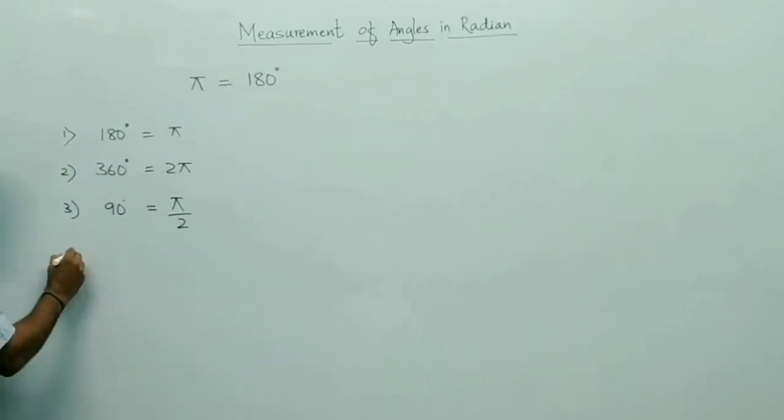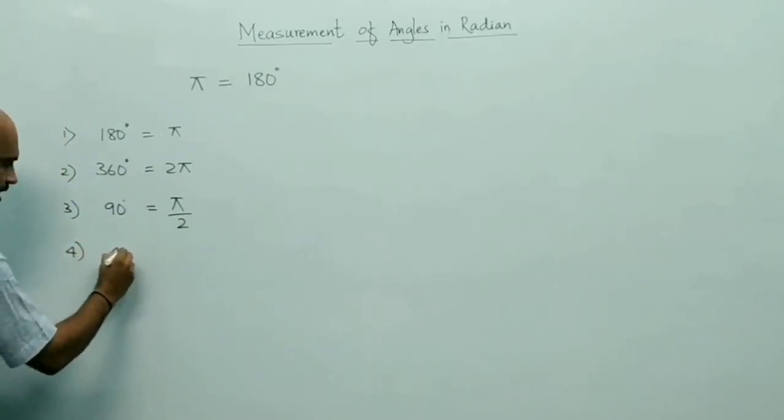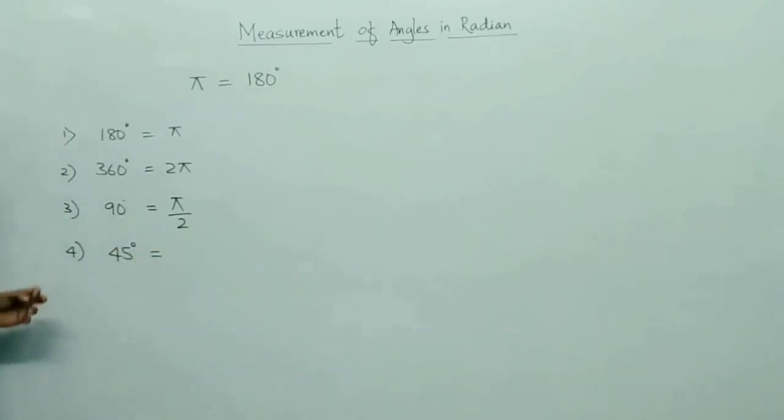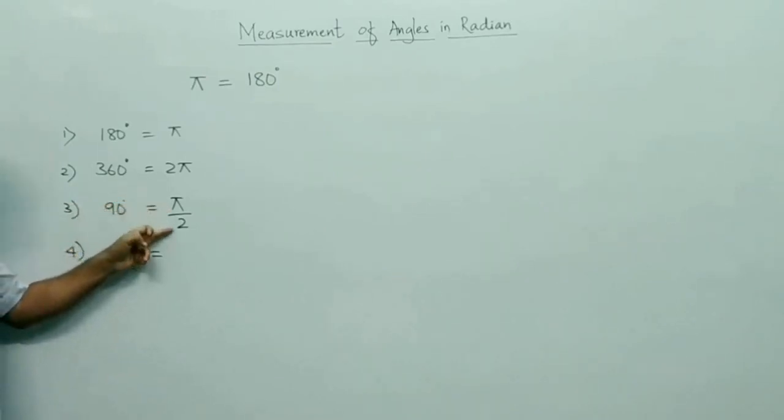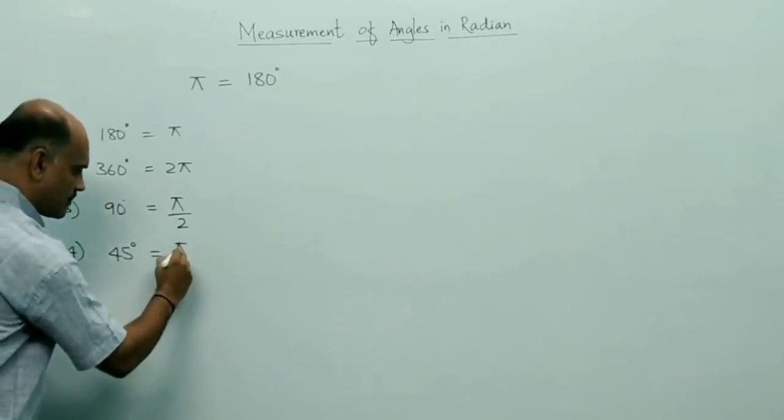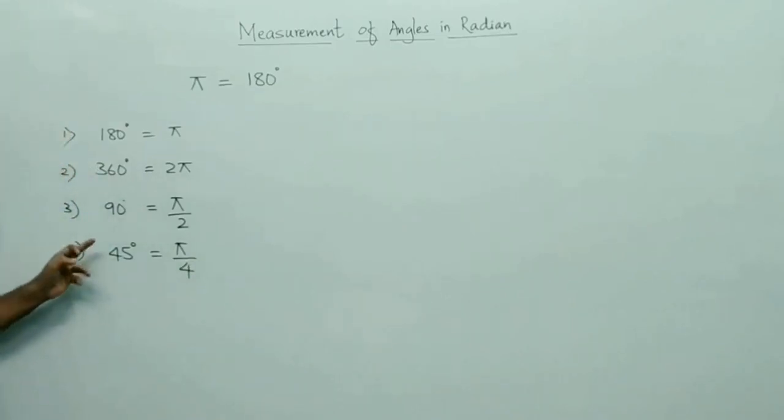Similarly, if I take 45 degrees, 45 degrees is half of 90. So half of pi by 2 means you will have pi by 4.